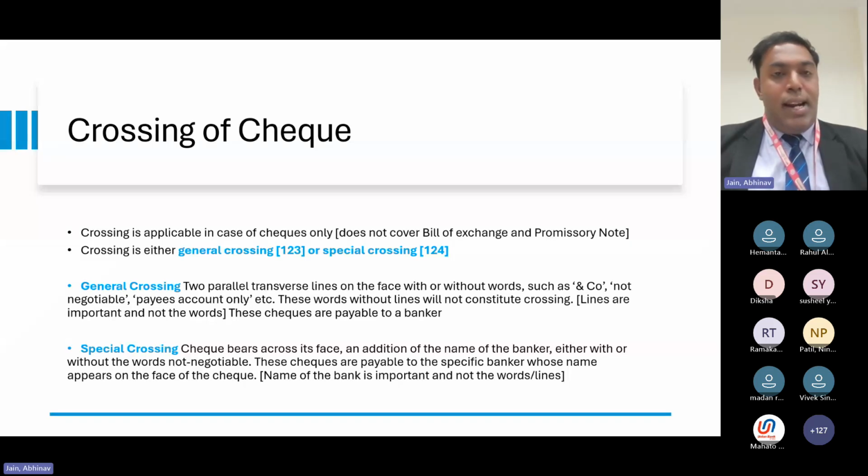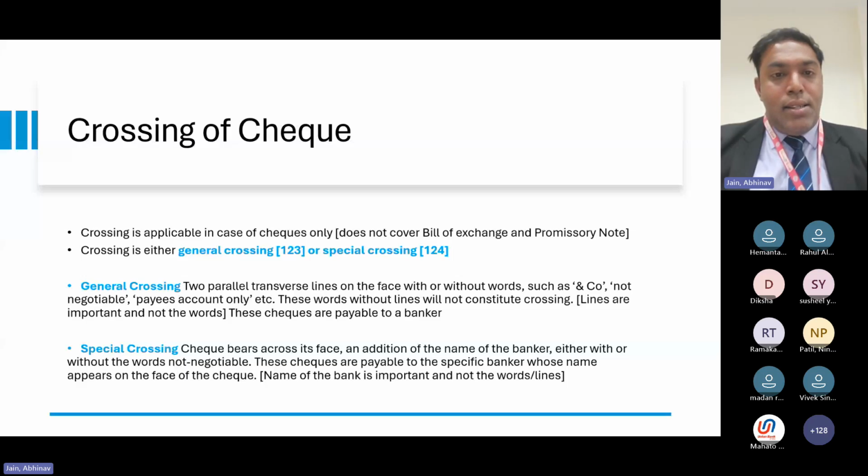Next, let us move to another important segment of the NI Act that is defined as crossing of check. Crossing is applicable first of all in checks only. It doesn't cover any bill of exchange or promissory note. Understand, there are two types of crossing defined under the NI Act. First is general crossing defined under section 123. Second is special crossing defined under section 124.